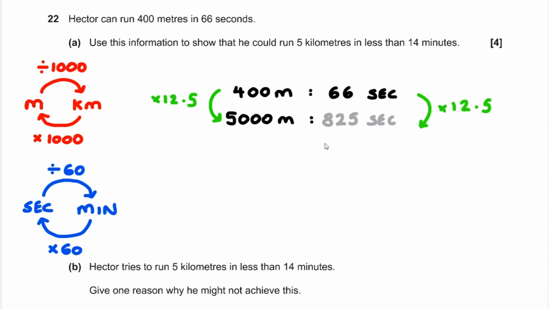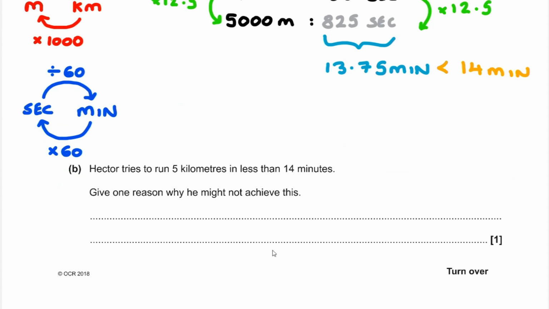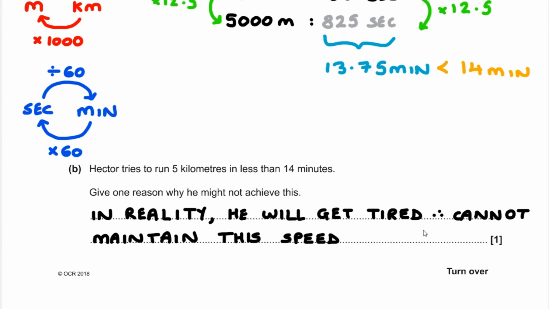So this is the same as 13.75 minutes, which is clearly less than the 14 minutes. Part B. Hector tries to run 5 kilometres in less than 14 minutes. Give one reason why he might not achieve this. Well, in reality, he will get tired and therefore cannot maintain this speed.